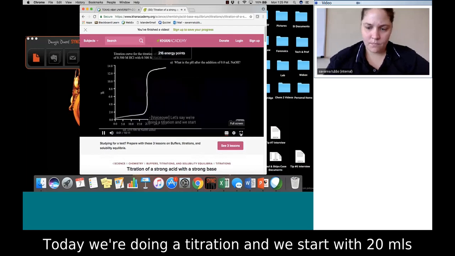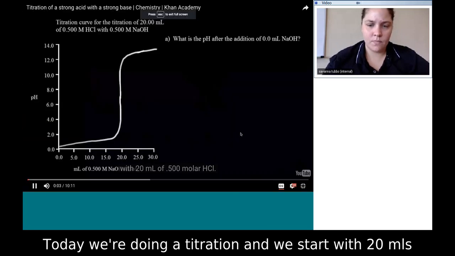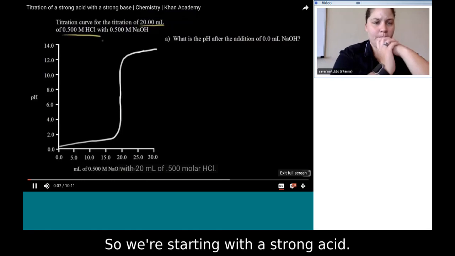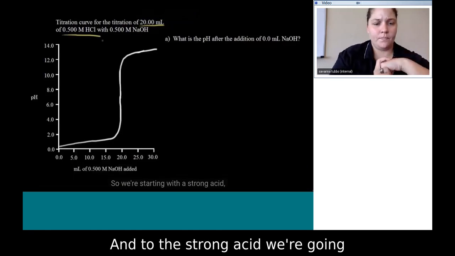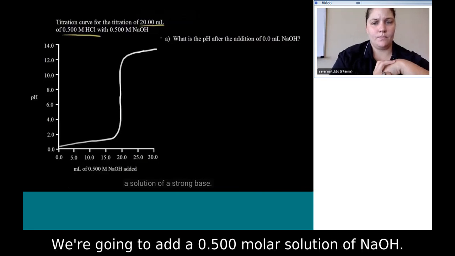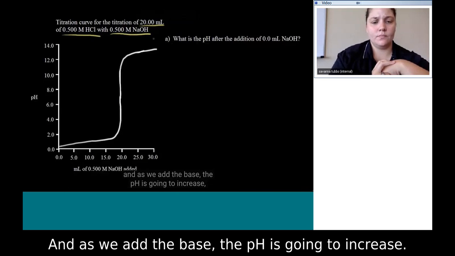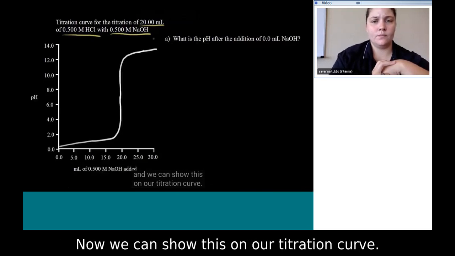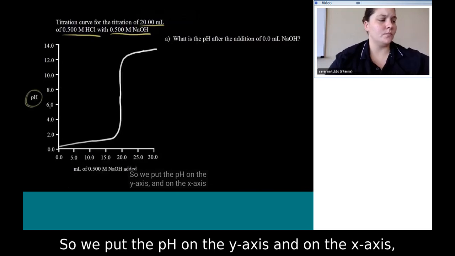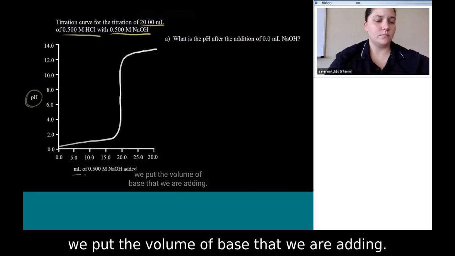Today we're doing a titration, and we start with 20 mLs of 0.500 molar HCl. So we're starting with a strong acid, and to the strong acid, we're going to add a solution of a strong base. We're going to add a 0.500 molar solution of NaOH. And as we add the base, the pH is going to increase. And we can show this on our titration curve. So we put the pH on the y-axis, and on the x-axis, we put the volume of base that we are adding.